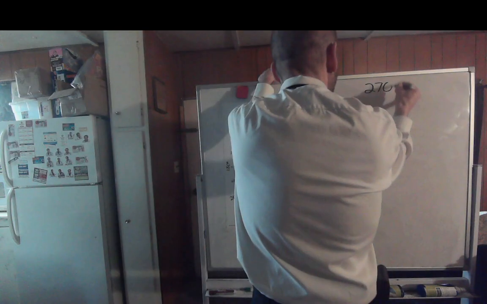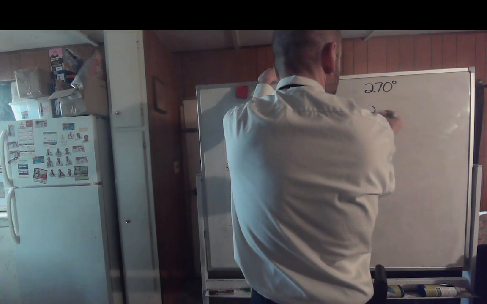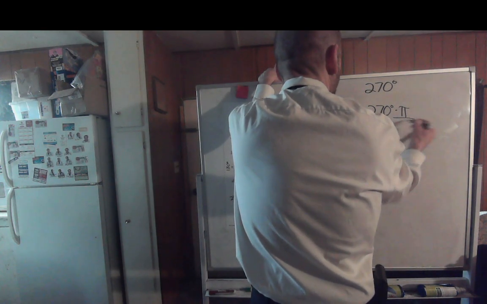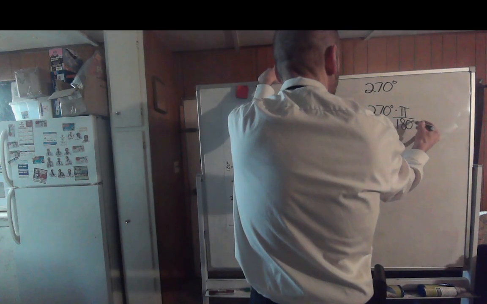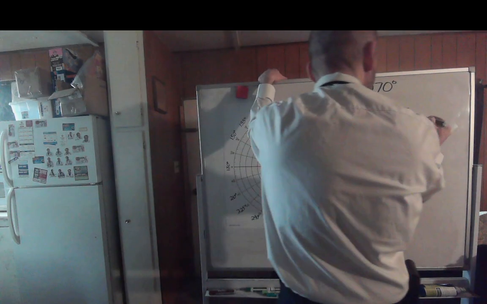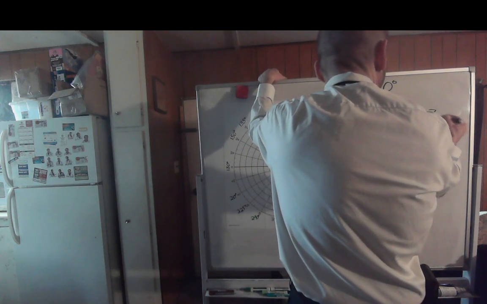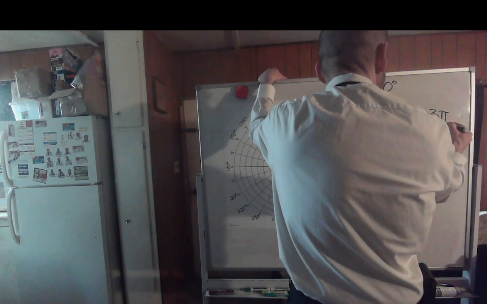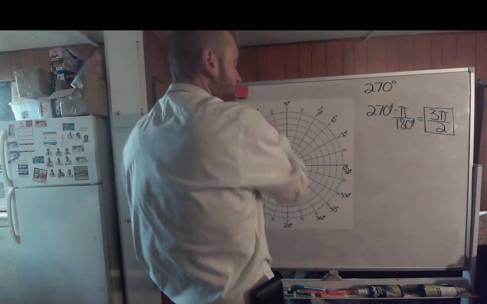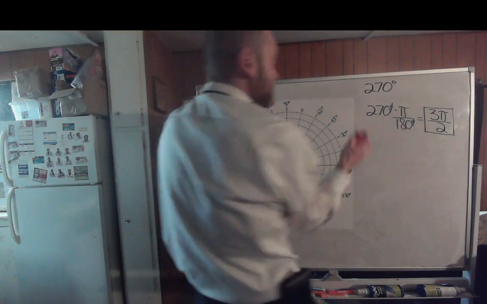Now what about 270 degrees? That's 3/4 of a circle. So I take 270 times pi over 180 degrees. The degrees will cancel out. That would be 3 pi over 2 radians. So 270 degrees is 3 pi over 2 in terms of radians.